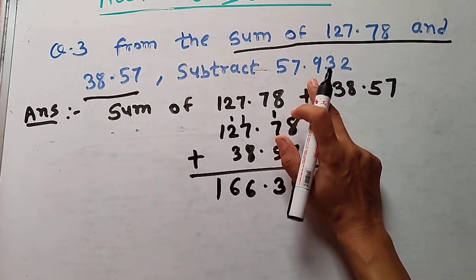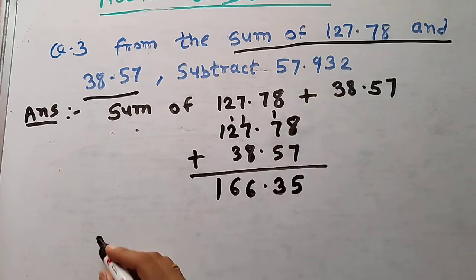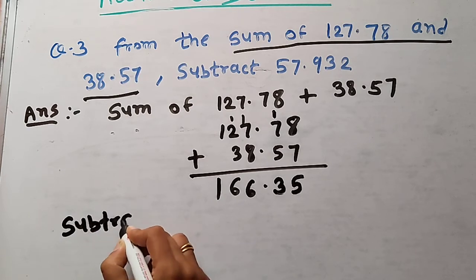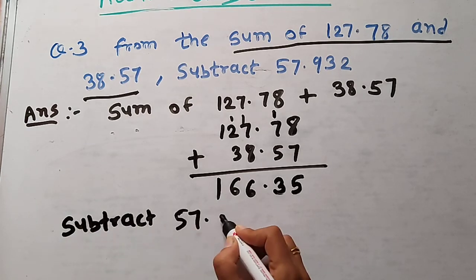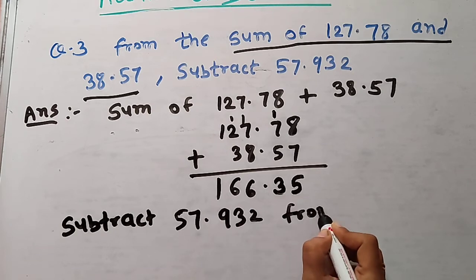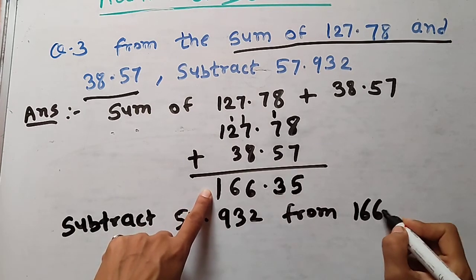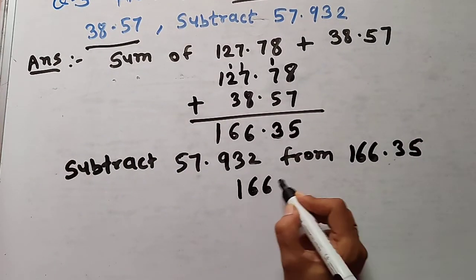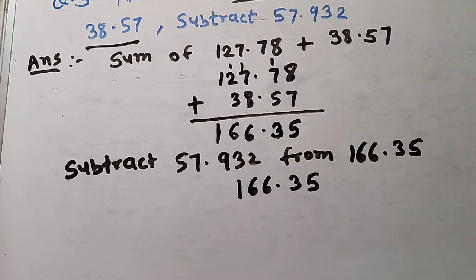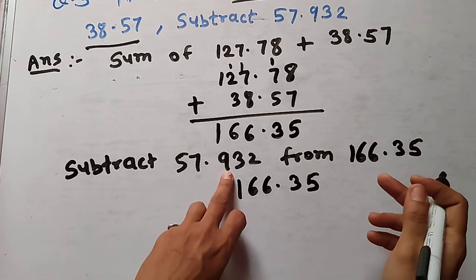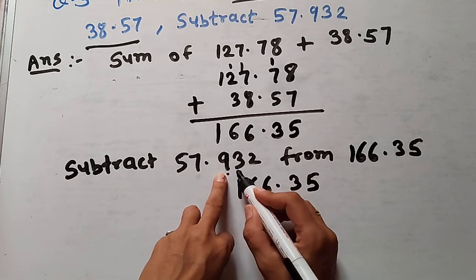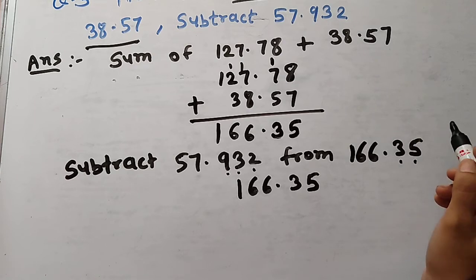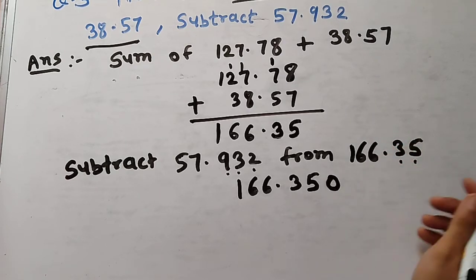Subtract. Now the next step is to subtract 57.932. So subtract 57.932 from which number? This one. We get this answer. So write the number 166.35. Arrange the number 165. And here is after the decimal point. How many digits are here? 1, 2, 3 digits. But here after the decimal point there are 2 digits. So the first step is to make them like digits by putting one more 0.